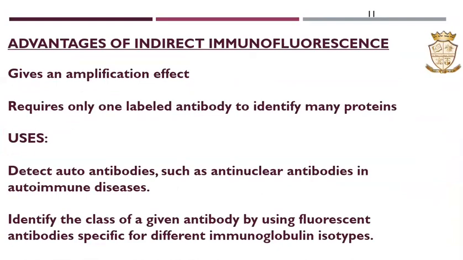Advantages of indirect immunofluorescence. It gives an amplification effect. It requires only one labeled antibody to identify many proteins. Uses: detect autoantibodies such as antinuclear antibodies in autoimmune diseases. Identify the class of a given antibody by using fluorescent antibody specific for different immunoglobulin isotypes.